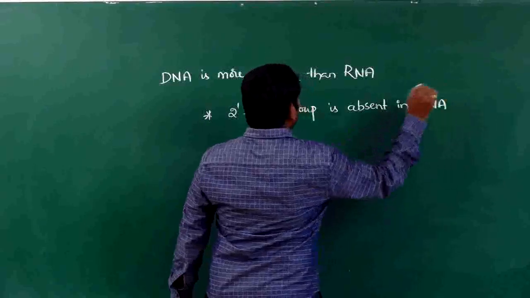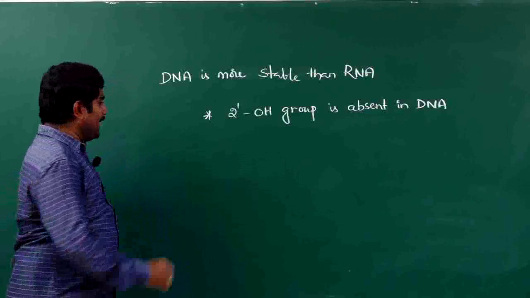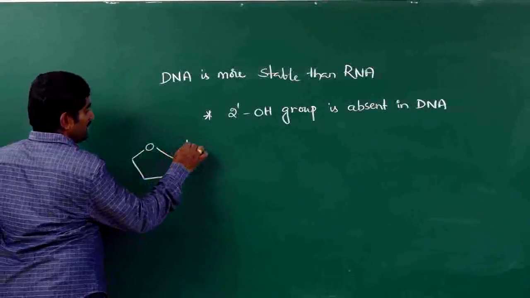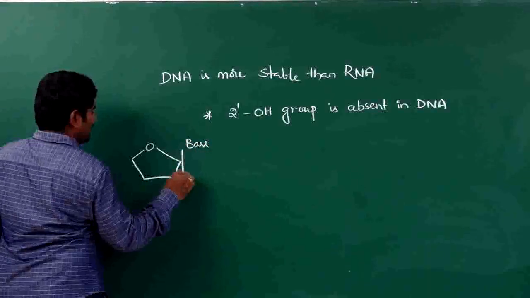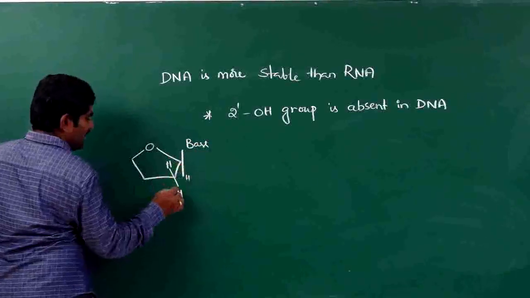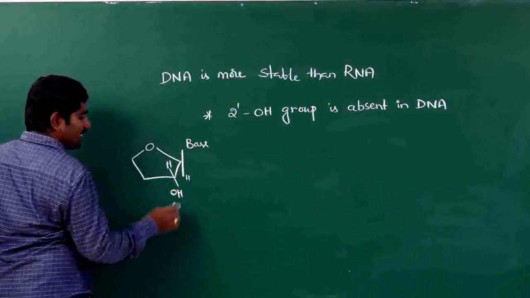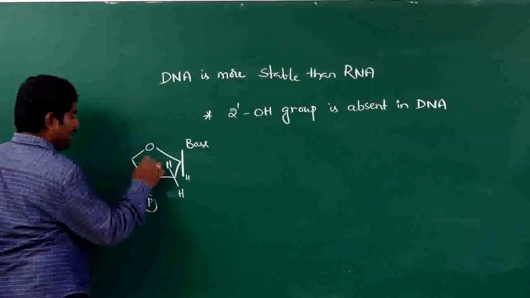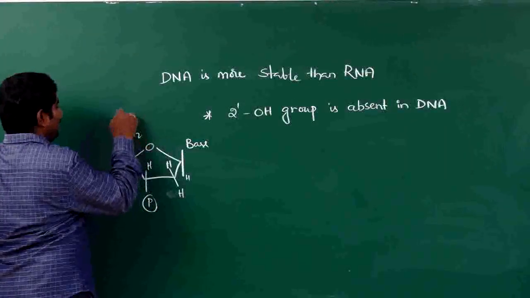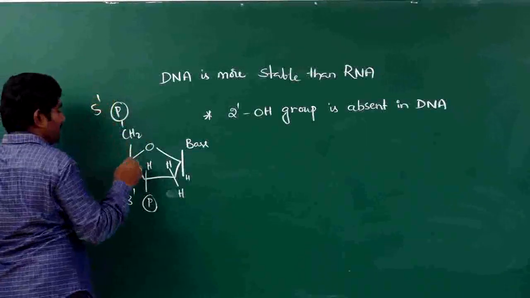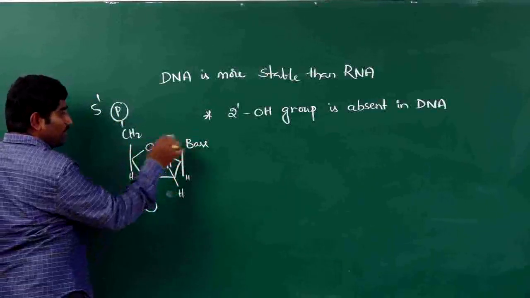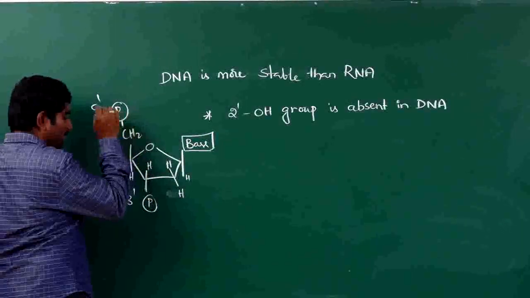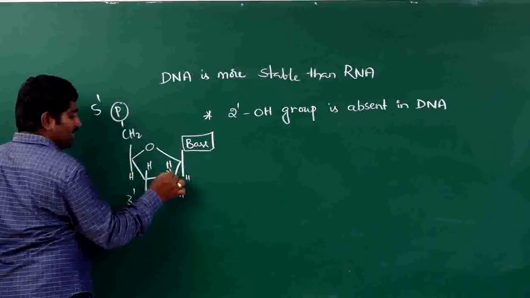So what is the 2'OH group? This is a ribose nucleotide, this is the base, and this is hydrogen, and this is hydrogen. If OH is here, that is the 2'OH group. If the OH group is not there, then this is the phosphate 3' end, this is CH2, and this is the phosphate 5' end. Now this is one nucleotide, with the base, the 3' end, the 5' end, and this is the second carbon.